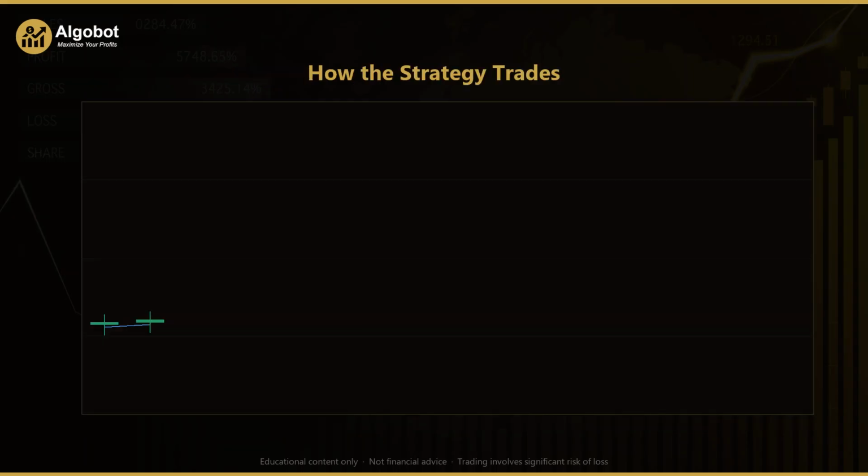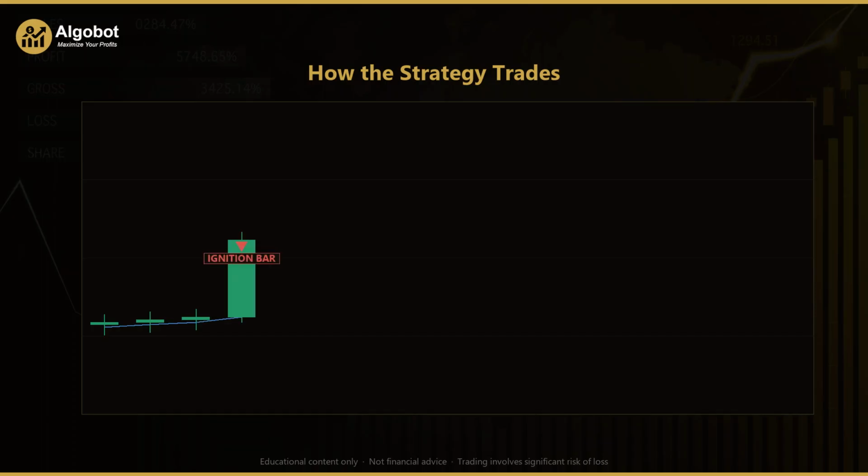Let's walk through this chart candle by candle and see the strategy in action, first on a long trade and then on a short trade. The blue line running through the price is the EMA trend baseline, and it's the reference the strategy uses to decide which direction it will even consider.